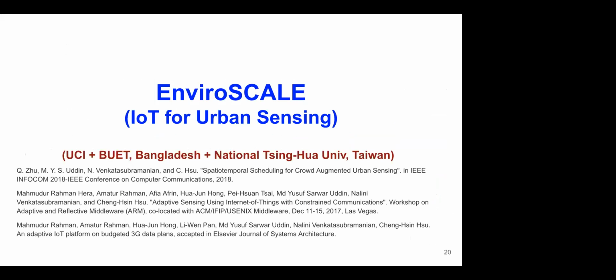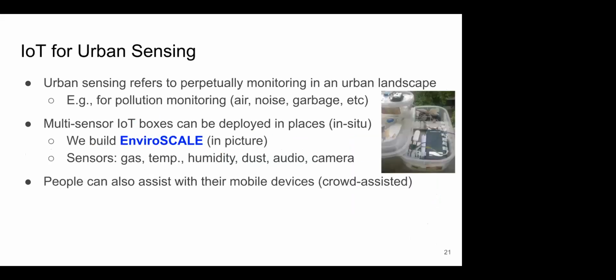Urban sensing means that, let's say I have a smart city infrastructure, and someone monitors the urban landscape for pollution, for example. Let's see where the air pollution is, where the noise pollution is, where the garbage pollution is. So all sorts of different pollutions are being monitored and measured by a sensing system, where sensors are deployed.